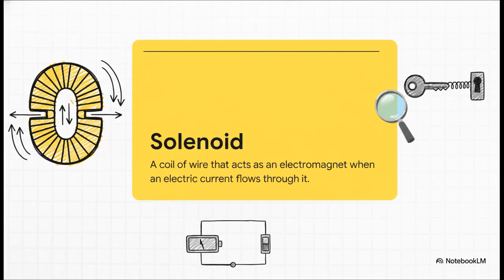Now, before we get into the nitty-gritty of how the lock works, let's just make sure we're all on the same page about what a solenoid is. It's really just a coil of wire. That's it. When you run an electric current through that coil, it creates a magnetic field, basically turning it into an electromagnet. This little trick is the heart and soul of this door lock.